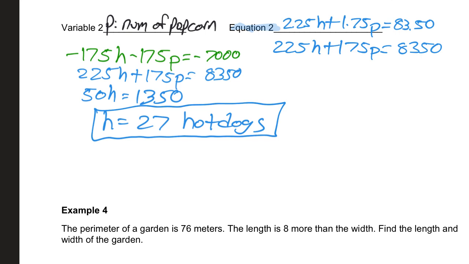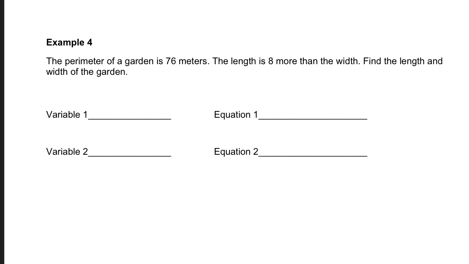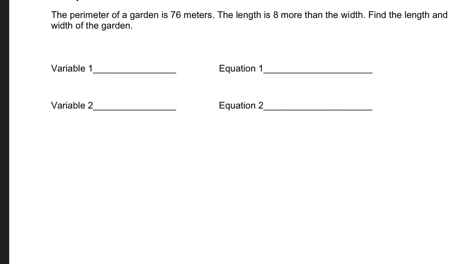All right, example number 4. The perimeter of a garden is 76 meters. The length is 8 more than the width. Find the length and the width of the garden. All right, first off, we need to understand that we have a garden that's rectangular, and we have 2 lengths and 2 widths. And perimeter means you add all of them up. So one of my equations here has to deal with the perimeter being 76. So that's going to be right here.